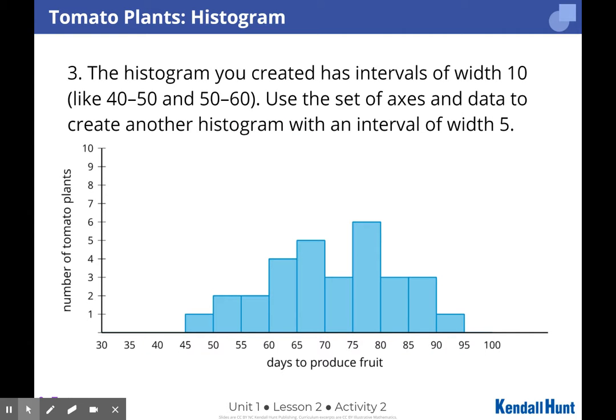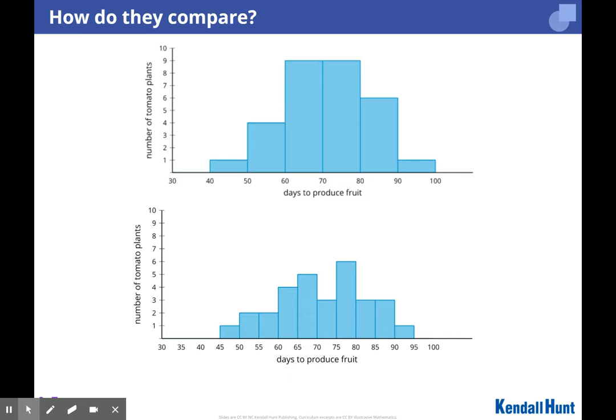The next one, you were asked to make a histogram that changed the intervals. So we switched them from intervals of 10 to intervals of 5. And I gave you that frequency table. So all you had to do was draw the histogram, and it should have looked something similar to this. On the next slide, we're going to compare the two.